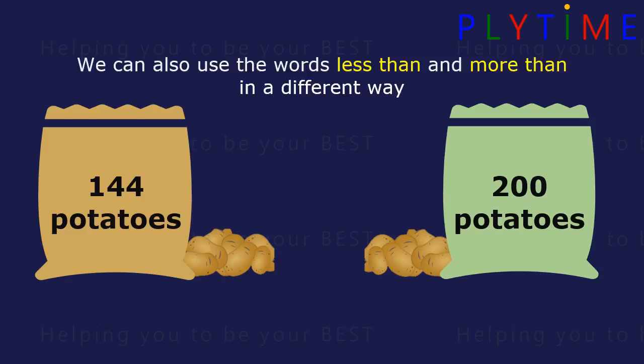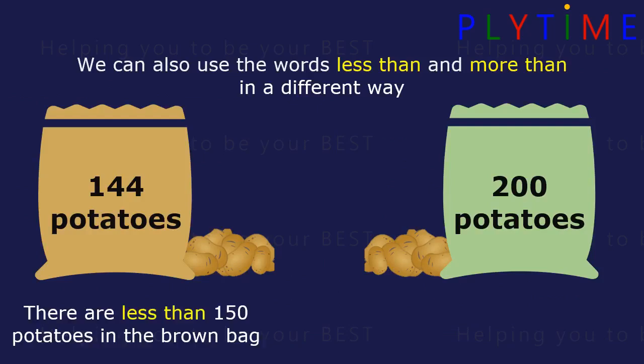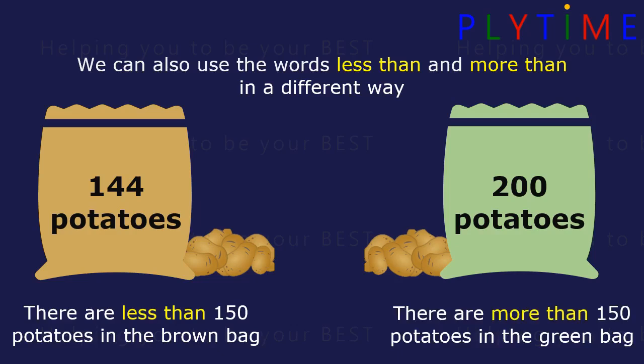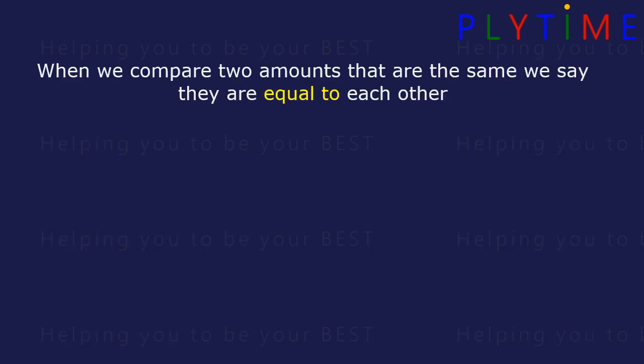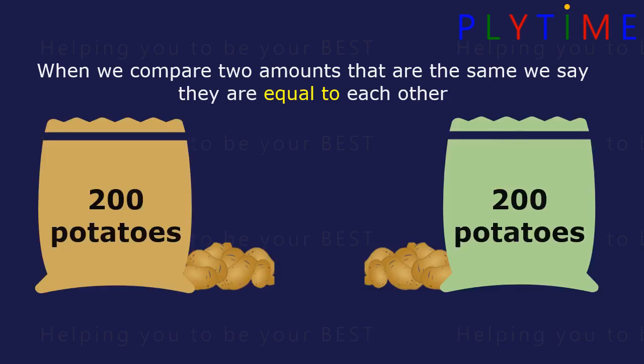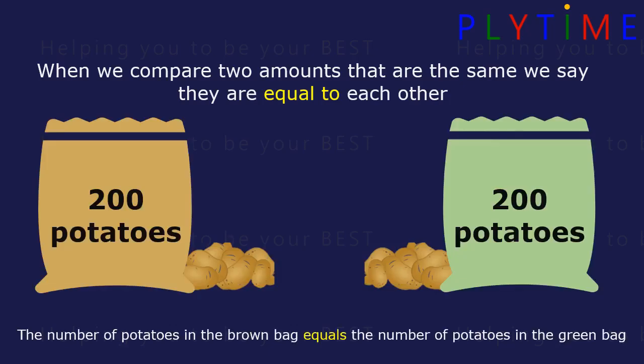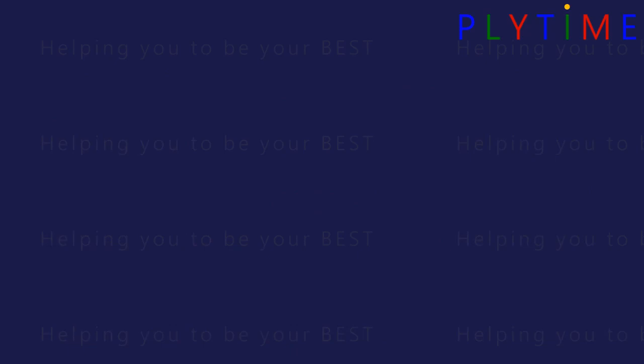144 potatoes and 200 potatoes. We can use the words less than and more than in a different way. There are less than 150 potatoes in the brown bag, and there are more than 150 potatoes in the green bag. When we compare two amounts that are the same, we say they are equal to each other. 200 potatoes in each sack. The number of potatoes in the brown bag equals the number of potatoes in the green bag. 200 is equal to 200.